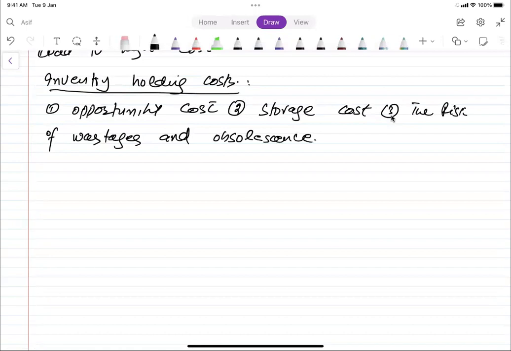If we keep too much inventory, the inventory might have a short life cycle. The inventory might be perishable. It might become out of date. It might become out of fashion. It might have an expiry date, and it might expire. So these kinds of wastages might happen. This is the cost of holding the inventory. We have cost of not holding the inventory too.